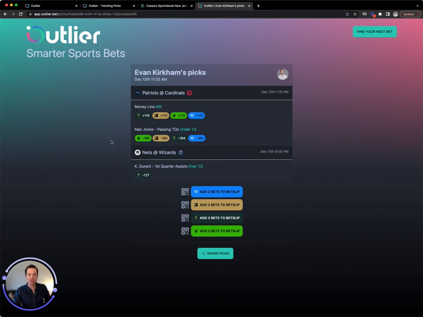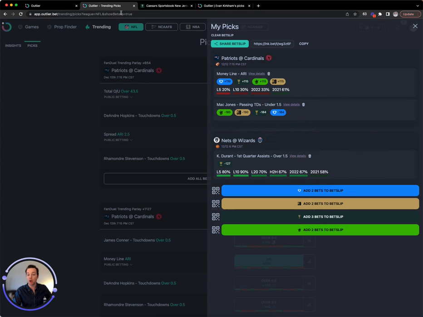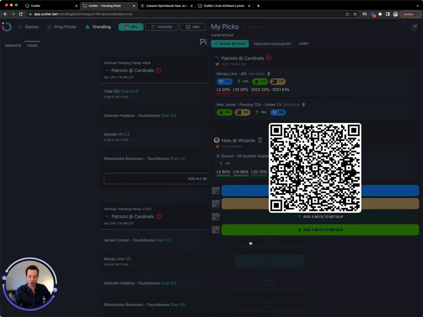One thing that I will mention, because I forgot to mention, is when you look at my picks, and let's say you don't actually want to check out on Caesars web, and instead want to check out on Caesars mobile, we've got you covered there too. So all you need to click is the QR code, scan it with your phone. This will open your Caesars Sportsbook app and populate your bet slip with those three bets.